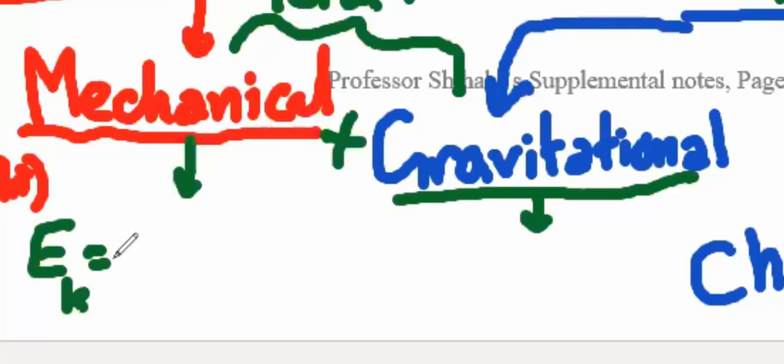So moving objects have the ability to do work based upon their movement. And what will increase their movement? Two factors, the mass and the velocity, okay? Mass and velocity. Now, which one has a stronger effect?